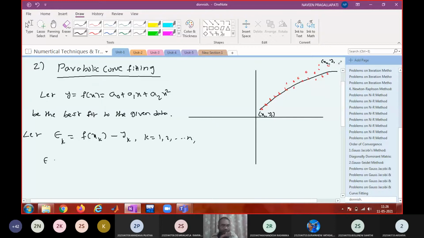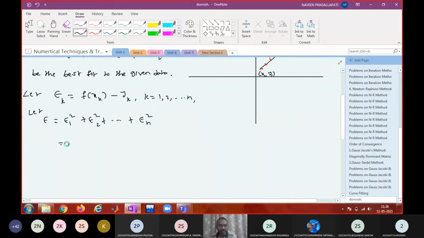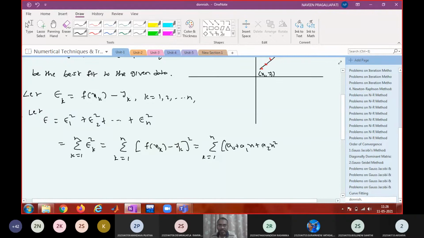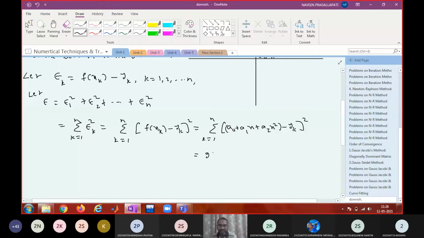So what is epsilon? This epsilon we are writing as summation k equals 1 to n of epsilon k square, which is summation k equals 1 to n of f of xk minus yk, whole square, which is nothing but sigma k equals 1 to n of a0 plus a1xk plus a2xk square minus yk, whole square. We are calling this g of a0, a1, a2.